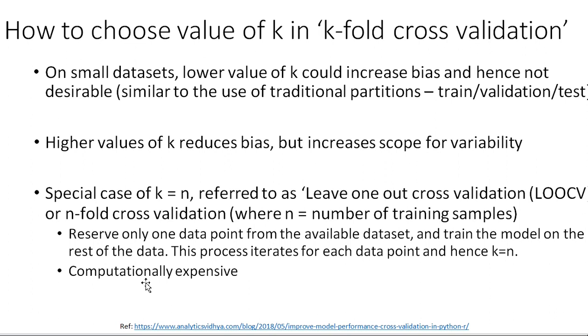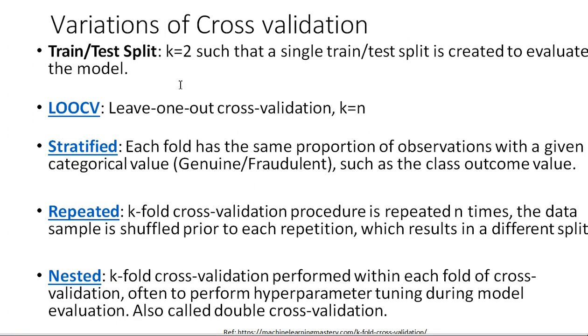Now we will see some of the variants of cross-validation. First, leave-one-out cross-validation, LOOCV, where we take k equals n. Then we have stratified cross-validation. What is stratified cross-validation? Each fold has the same proportion of observations with a given categorical value, such as genuine or fraudulent, or yes or no. Initially in k-fold cross-validation we just took a fold, and we don't know how many samples of yes or no belong to that fold. But in stratified, within that particular fold there should be equal proportions of the class outcome values.